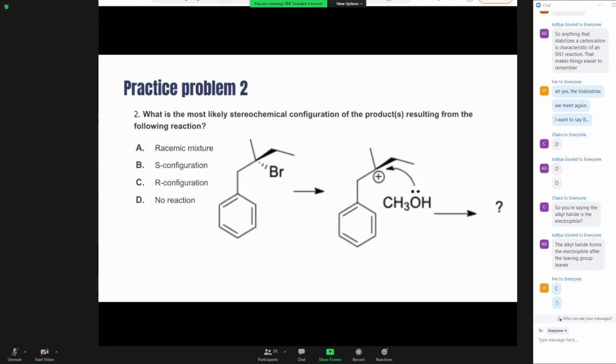Let me go back to this one. Okay, so I know it looks a little confusing, but let's see why the answer is A. What is something you notice, especially about this right here, that tells you what your answer is? What do you notice about this molecule?